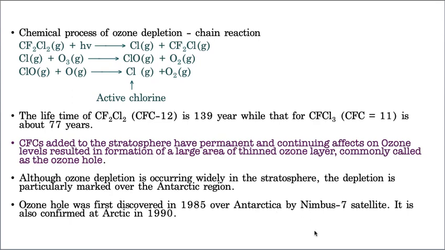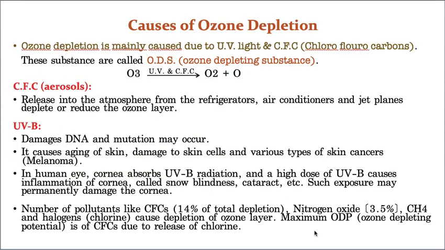Okay, you understood now? Now let us take the causes of ozone depletion. I already clearly told you that ozone depletion is mainly caused by UV light and of course by chlorofluorohydrocarbons. The substances which cause this ozone depletion are called ozone depleting substances. Ozone, under UV rays and also under the influence of chlorofluorohydrocarbons, is converted into oxygen and free oxygen atoms.